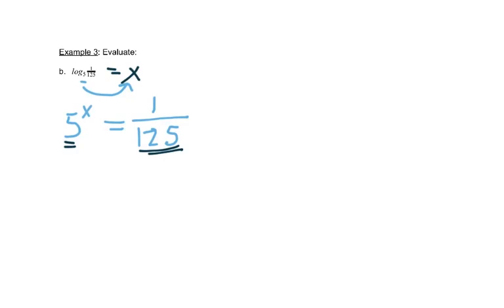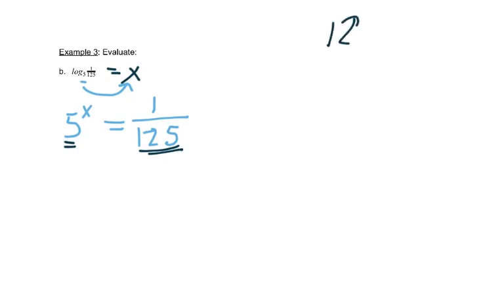Let's look at part B. So here we're going to say again equals x, and we're going to rewrite it in exponential form. So we're going to start with the 5, the base, and that has an exponent of x equals 1 over 125. Now the idea here is that we want to be able to write 125 in some way to be able to compare it to this 5.